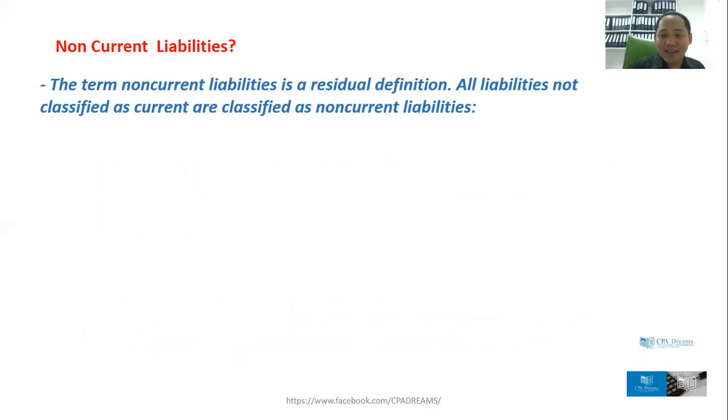Okay, of course, you will ask, why is that the definition? All liabilities not classified as current are classified as non-current. Of course, if it is not defined as current, then it falls into non-current, no? It's funny, but you need to memorize what the meaning of current is, so you don't need to memorize what non-current is.